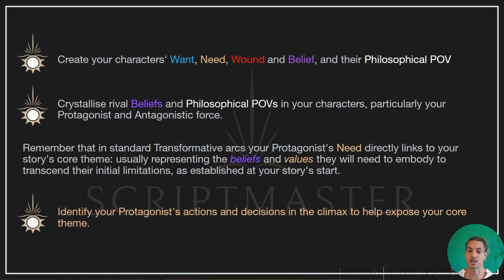You then want to crystallize rival beliefs and philosophical points of view in your characters, particularly the protagonist and antagonistic force. Remember that in standard transformative arcs, your protagonist's need directly links to your story's core theme, usually representing the beliefs and values they will need to embody to transcend, to overcome those initial limitations that you established in them at your story's start. So identify your protagonist's actions and decisions in the climax to help expose your core theme if it's not apparent to you already.